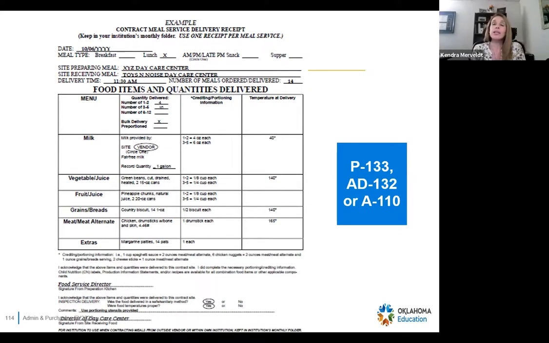This is an example of the contract meal delivery receipt. This needs to come every day completely filled out. If it is not completely filled out, you have a problem, and you can let them know in the contract that if this is not filled out, or if they don't give you the right food items, you don't have to pay them. It's in the contract. So this has to be filled out correctly, because it has to show that you received a reimbursable meal, and it has to let you know how to serve it. How do you serve it?